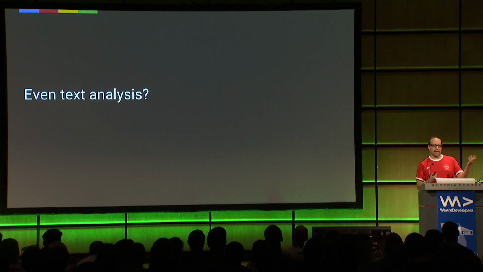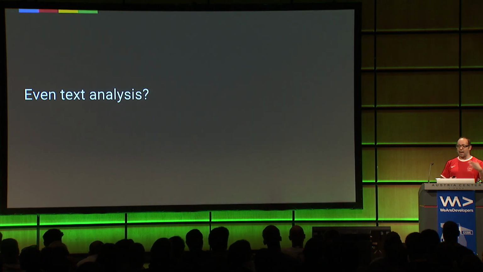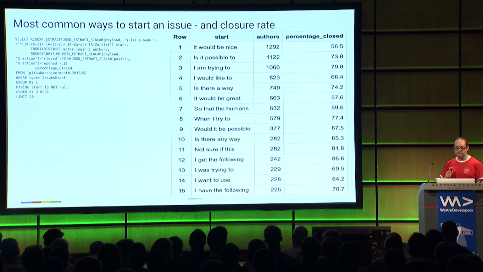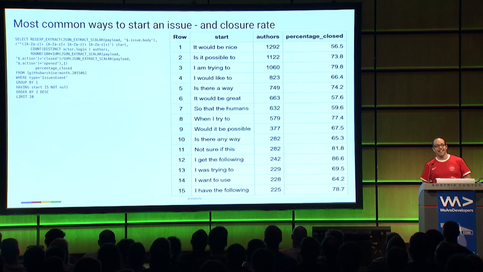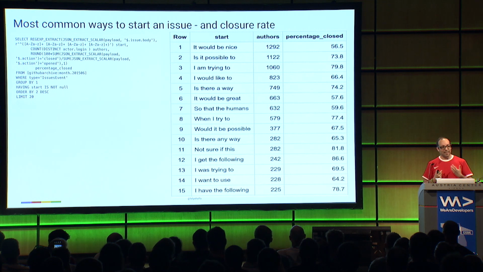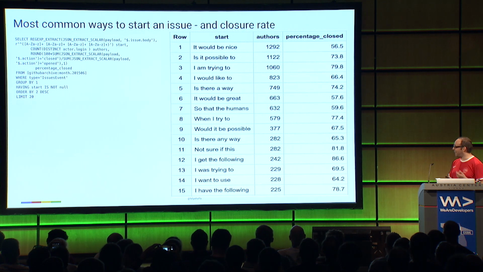You can go deeper. Until now, I've been only counting and joining stuff. You can do text analysis. For example, every time someone starts an issue, what are the top 4 words that people are using? These are. It would be nice. Is it possible to? I'm trying to. People are nice in Stack Overflow, which is nice.